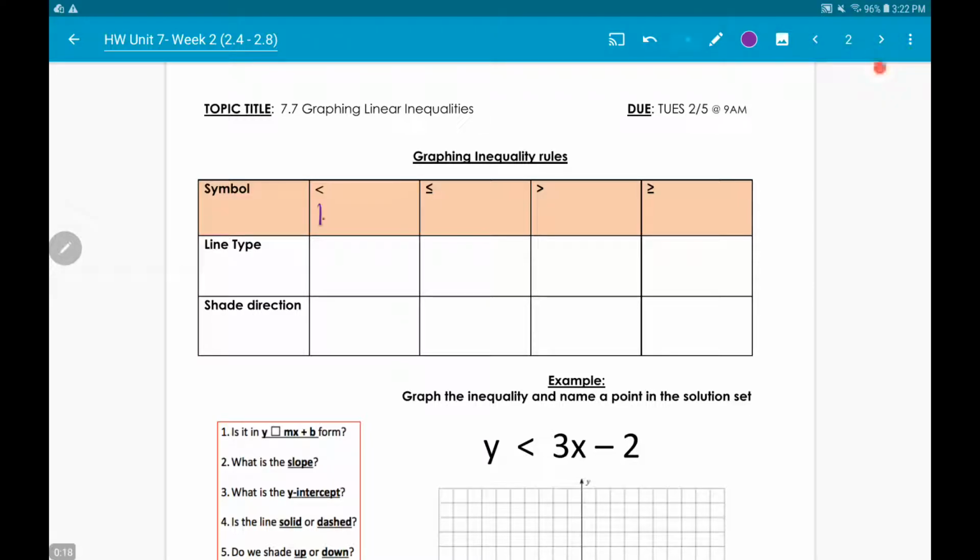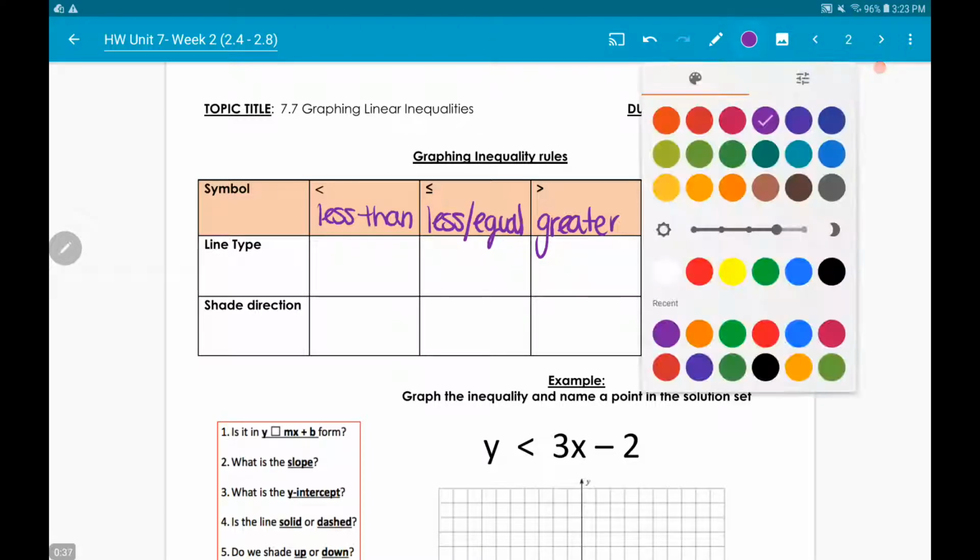So this is a less than symbol. This is less or equal. Then we have our greater and our greater or equal.